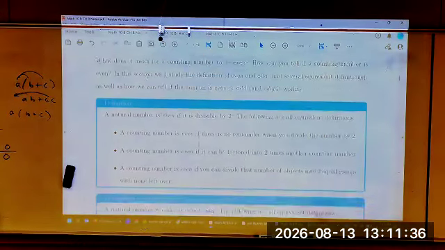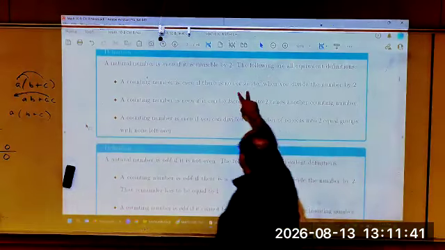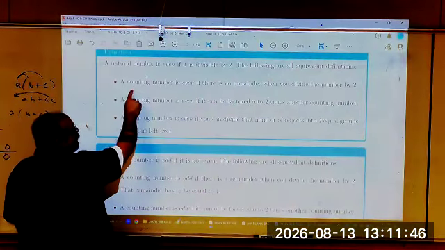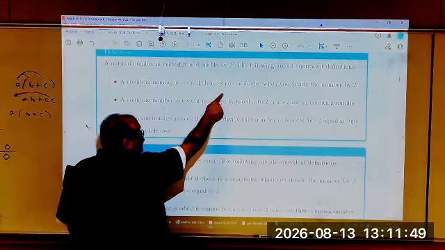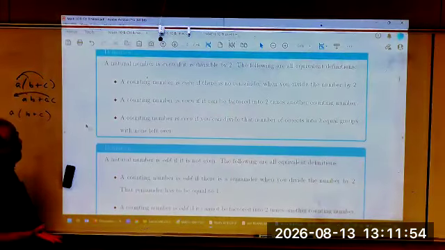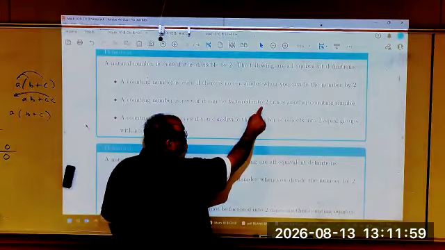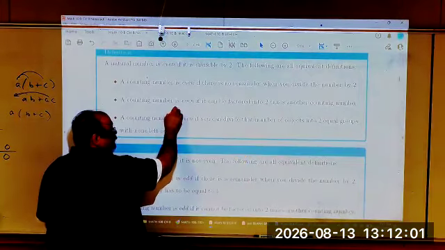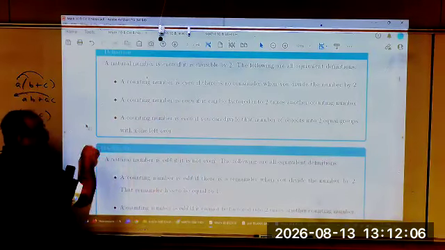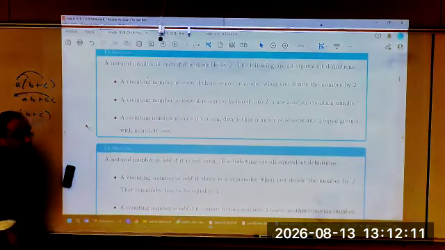So just a quick look at this last concept. A natural number is even if it's divisible by 2. The following are all the same, equivalent definitions. A counting number is even if there's no remainder when you divide by 2. A counting number is even if it can be factored into 2 times another counting number. A counting number is even if you can divide that number of objects into 2 equal groups with none left over.